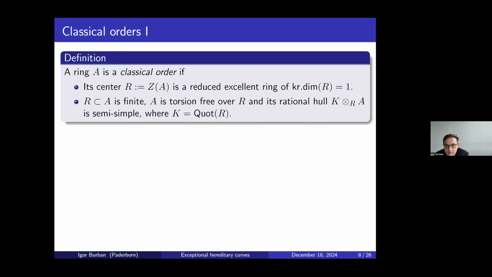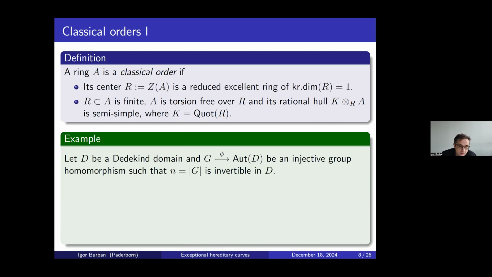So if I have an algebra over R, I can pass to the total field of fractions K. I get an Artinian ring. I want this ring to be semi-simple. So if I have it, it is an order.